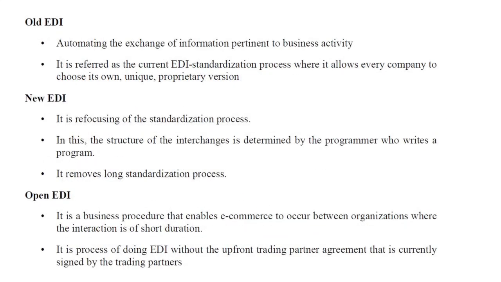Then coming to what is old EDI? Automating the exchange of information pertinent to business activity. Earlier, they usually exchanged the documents, letters in the form of mail and telegram, like that. So automating the exchange of information pertaining to business activity. Trade activities were changed to the electronic form whenever the electronic revolution came, from 1991 onwards in India, and earlier also.